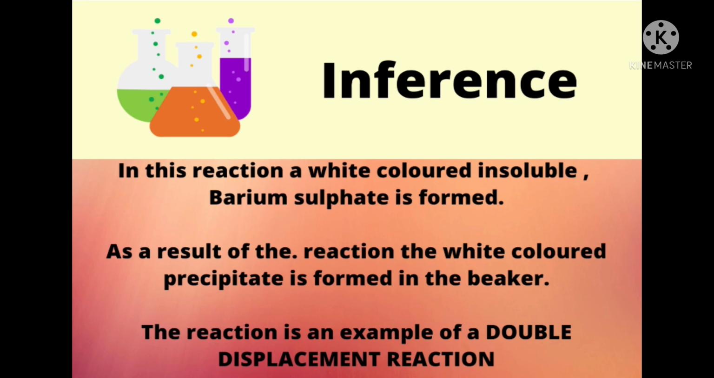Let us now look at the inference. In this reaction, a white-colored insoluble barium sulphate precipitate is formed. As a result of the reaction, the white-colored precipitate is formed at the bottom of the beaker or the test tube. The reaction is an example of a double displacement reaction.